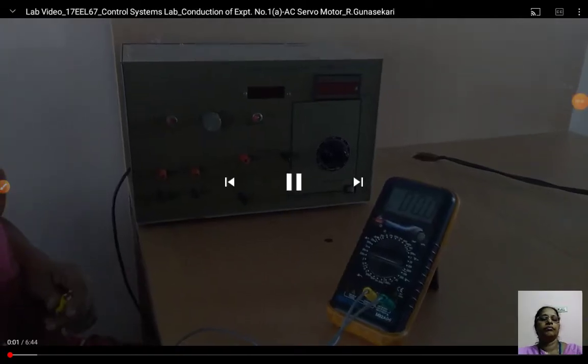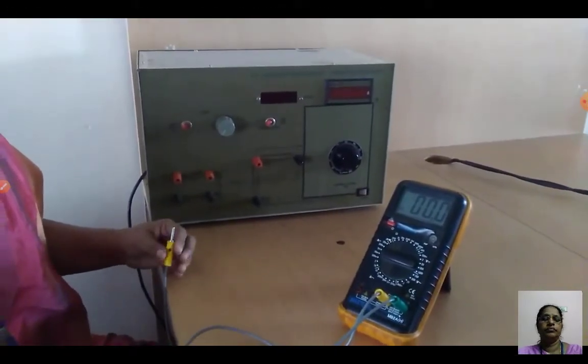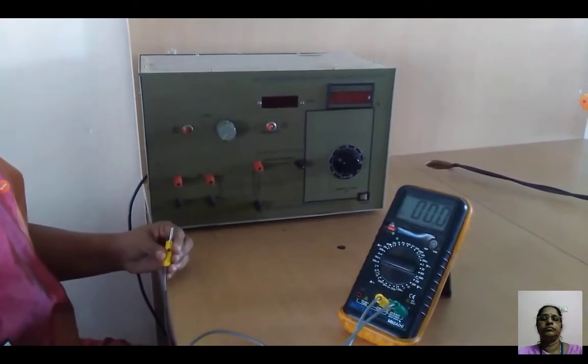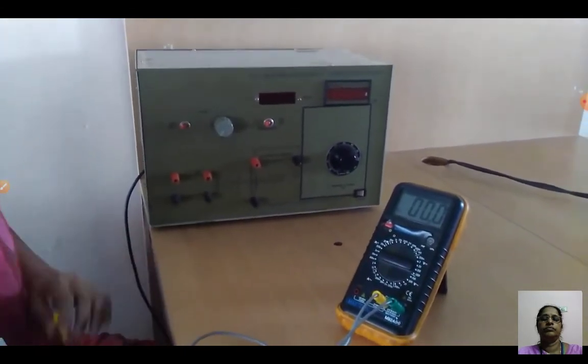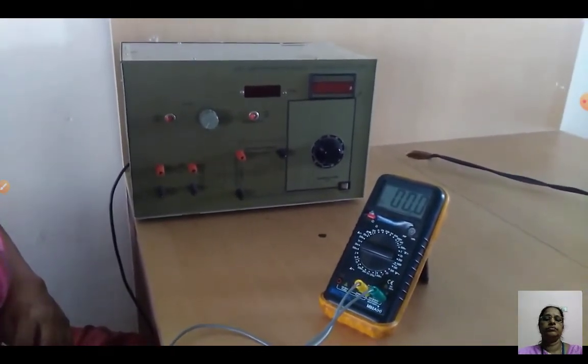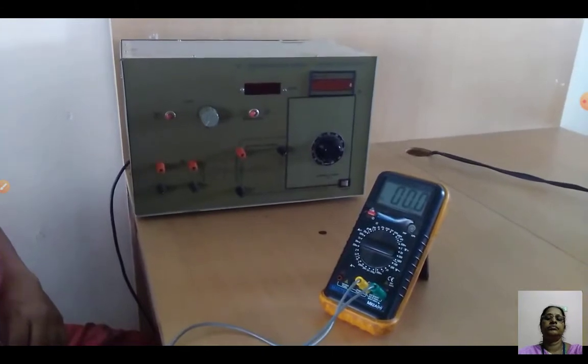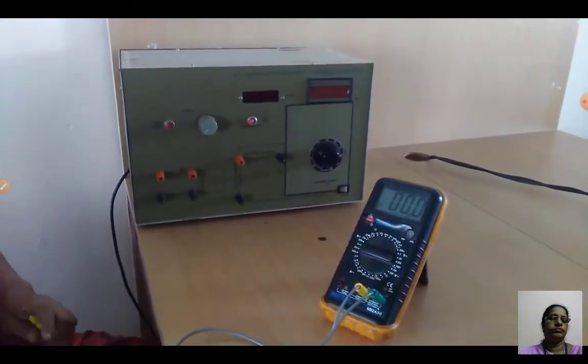Dear students, now I explain the speed torque characteristics of AC servo motor. Aim: to draw the speed torque characteristics of AC servo motor. Apparatus required: AC servo motor speed torque study unit, 1 number; multimeter, 1 number. Then the connections.